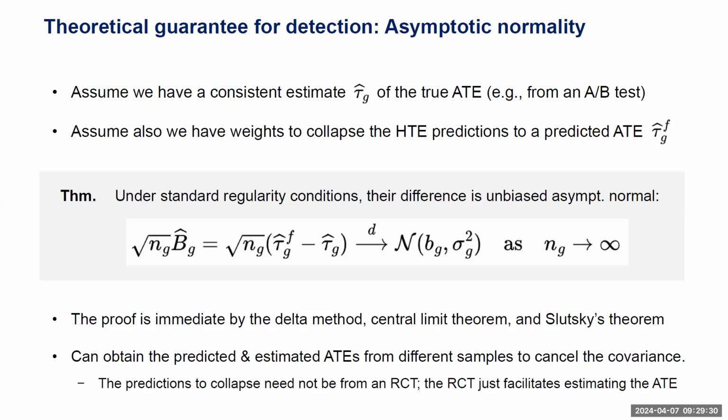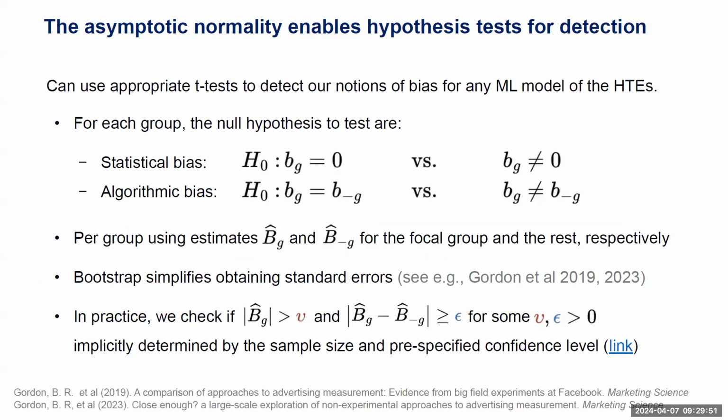I will also say here that in practice, you might want to split your data or use different datasets to estimate such an ATE and to estimate the weighting. Because if you use the same data, you will have covariance between the two estimates, right? Because you use the same data twice. So you can just use data splitting, and then you can cancel the covariance. This was a simplification. So what does this give us?